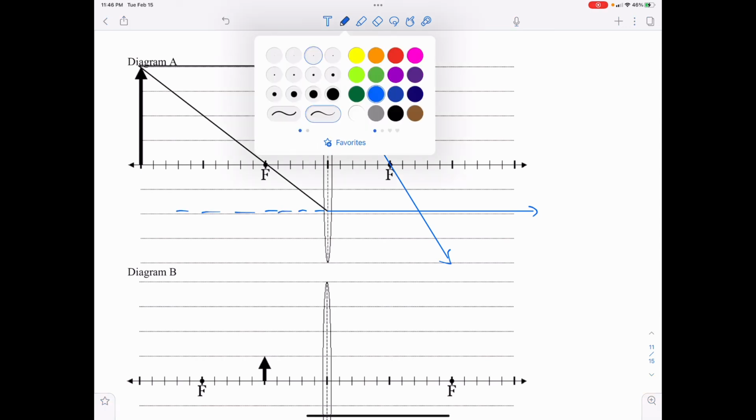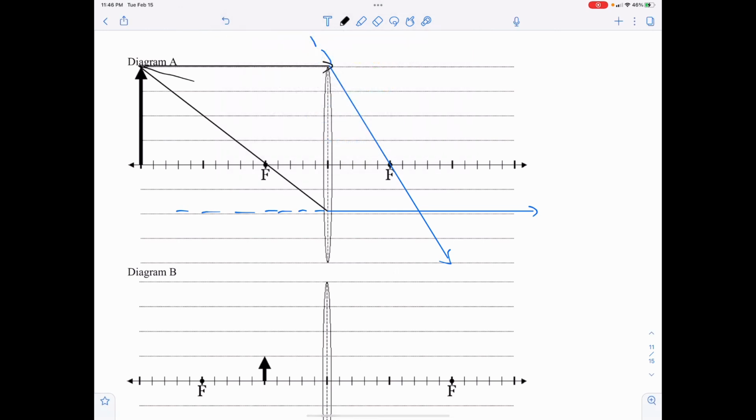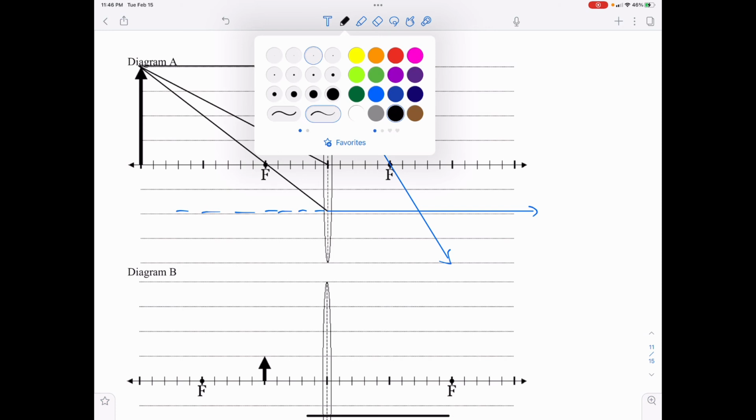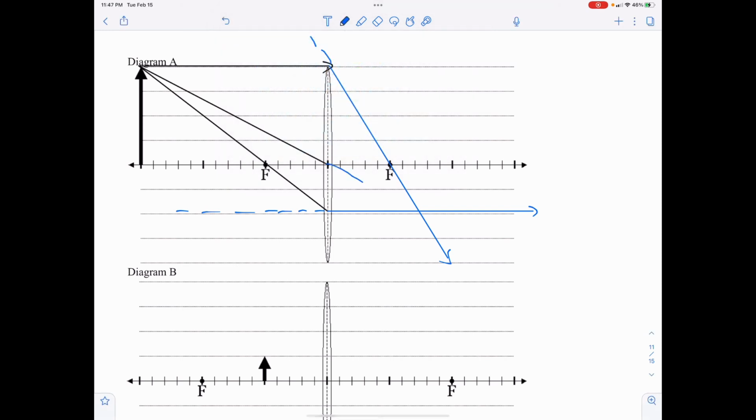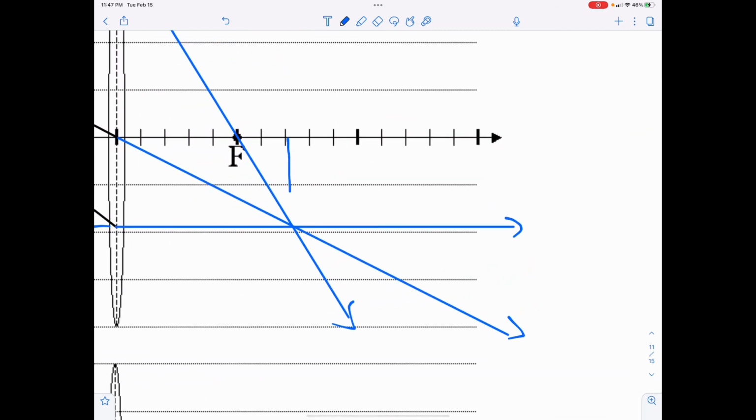The third ray is super easy. It literally just goes through the center of the lens. As soon as I get here, I'll change the color. Essentially unrefracted. Notice where all those three refracting rays are meeting. The point of intersection is below the principal axis.